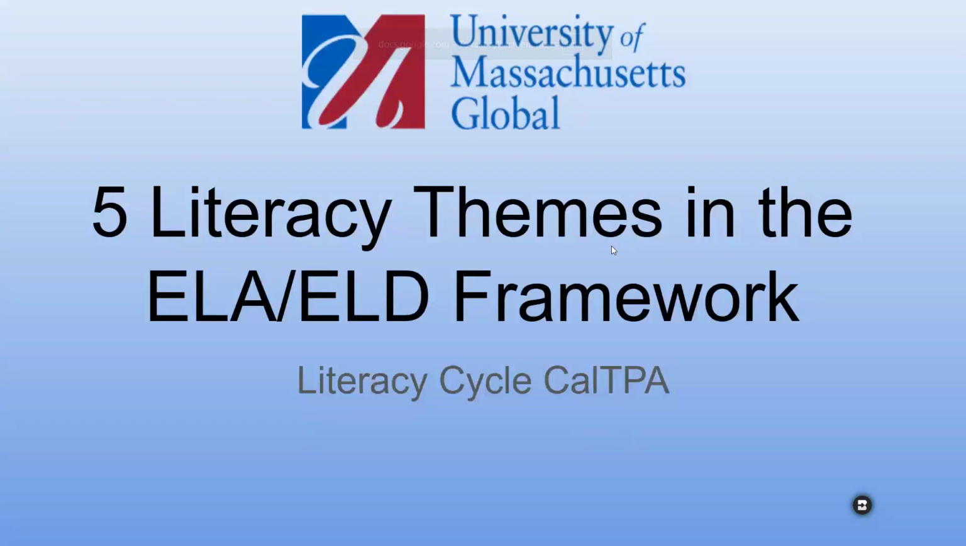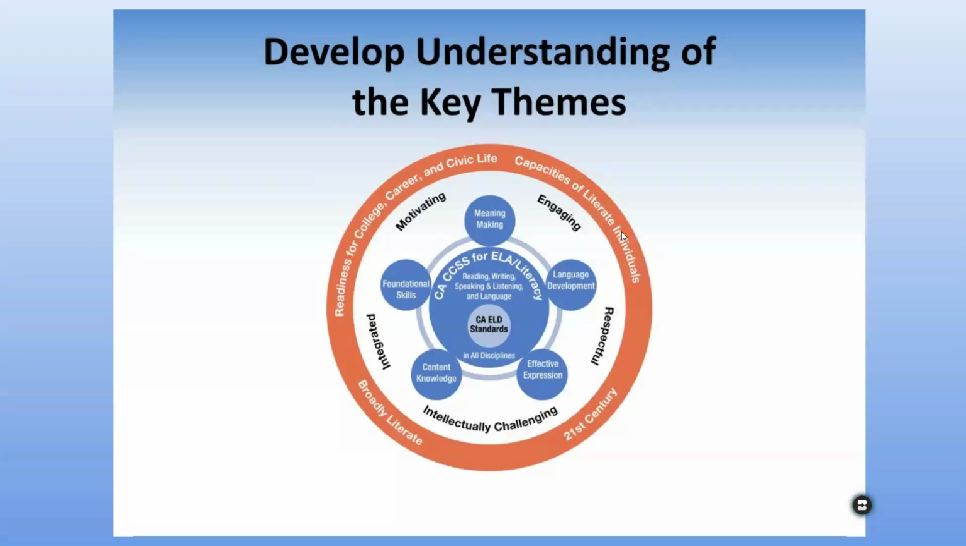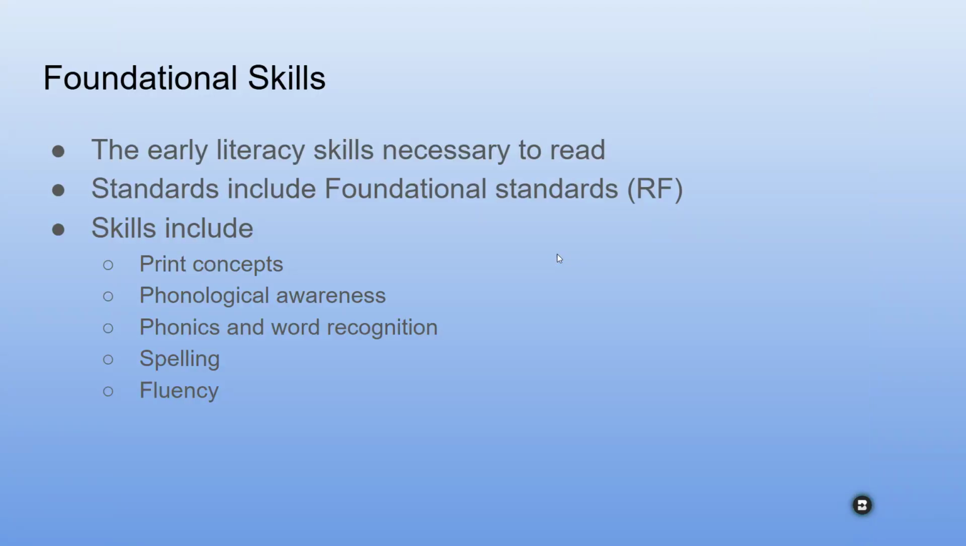Okay, again, this is from the California ELA ELD Framework. You should be very familiar with this document. So the 5 themes are the blue bubbles here: meaning making, language development, effective expression, content knowledge, and foundational skills. I want to go through each one. And we'll start with the big one.